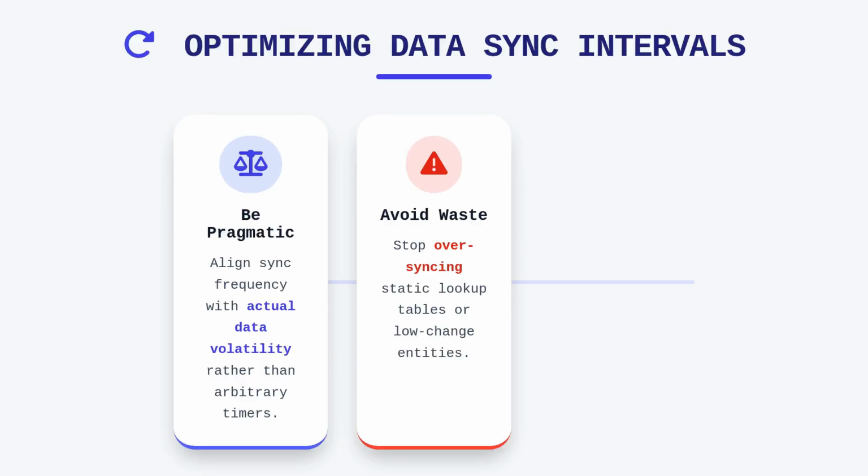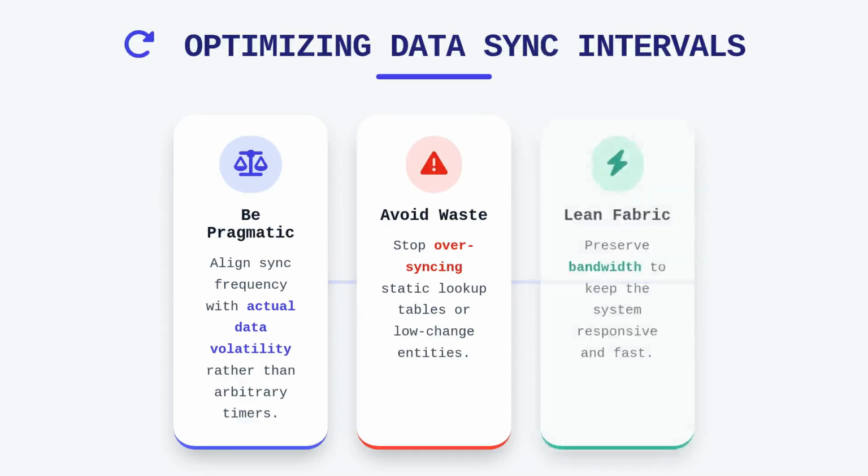Align your sync frequency with the actual volatility of the data to avoid unnecessary stress on your integration layers. Furthermore, avoid the trap of over-syncing large, static lookup tables that could otherwise be handled through cached or less frequent processes. By being intentional with these intervals, you preserve system bandwidth and ensure the data fabric stays lean and responsive.